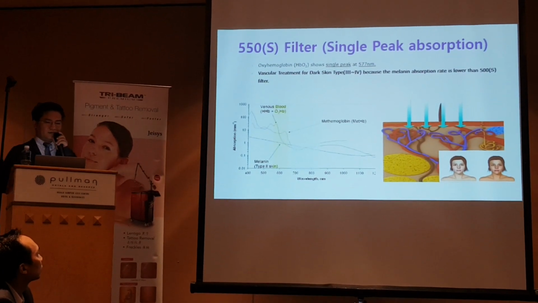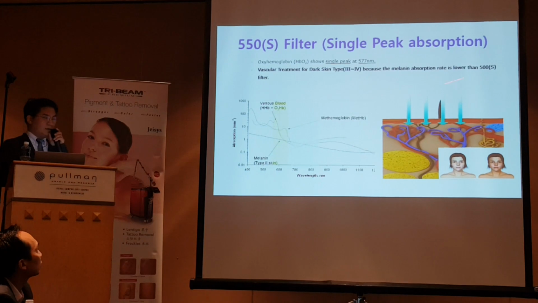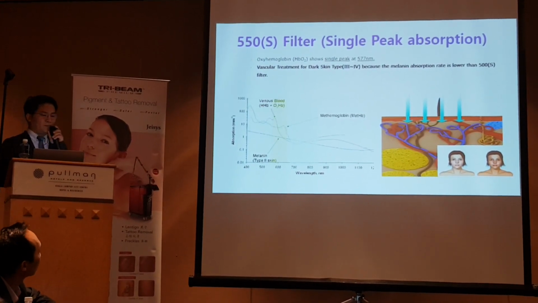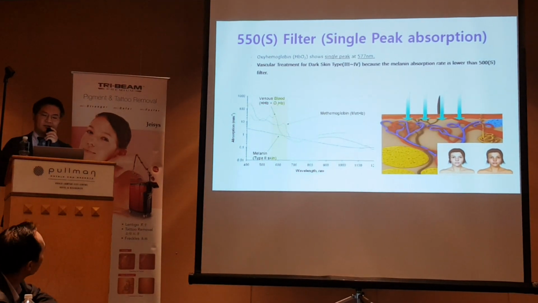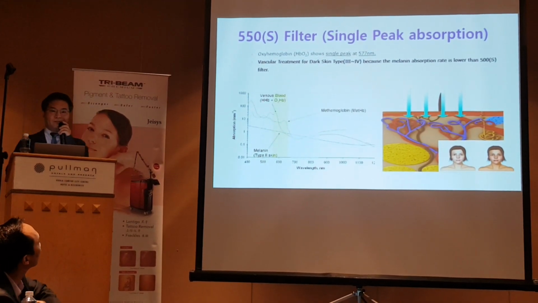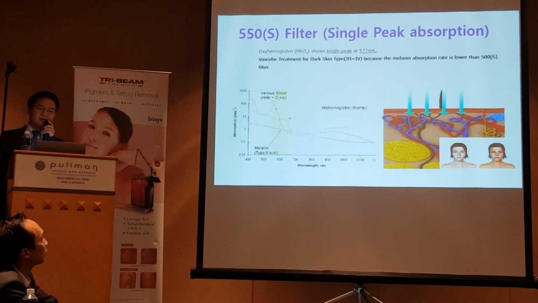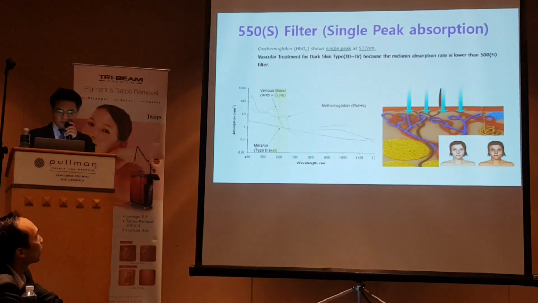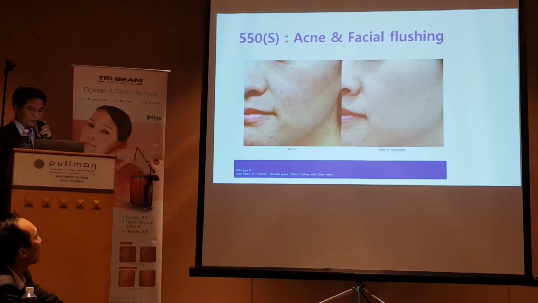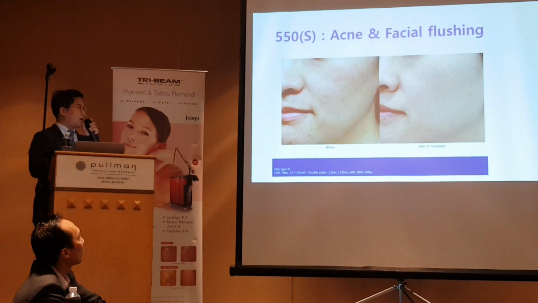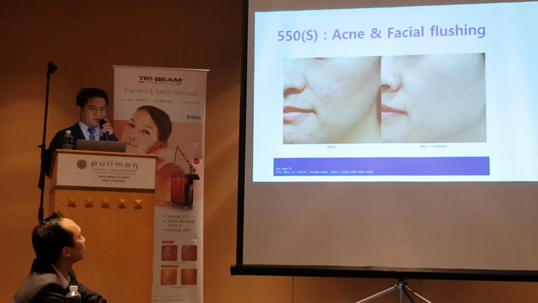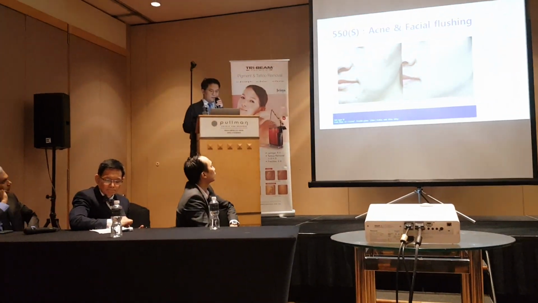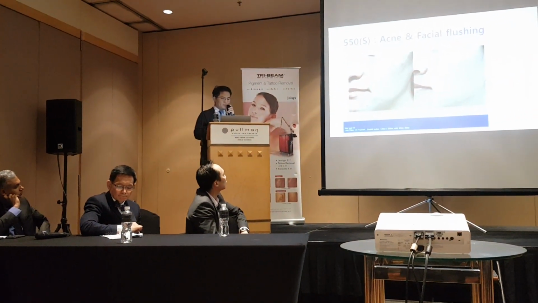The S filter is for single peak absorption. This filter is for vascular treatment in dark skin types 3 and 4, because the melanin absorption rate is lower than with the 500S filter. Acne and facial flushing before and after the second treatment. Double pulse.